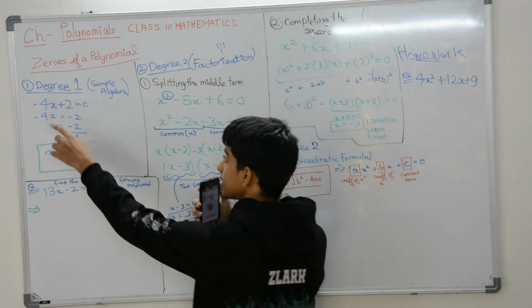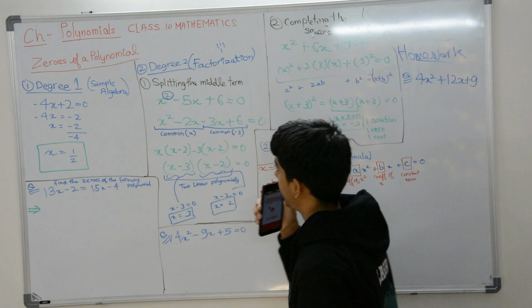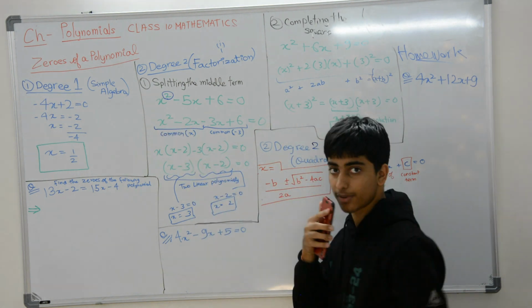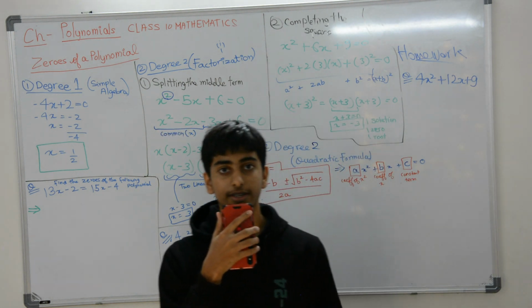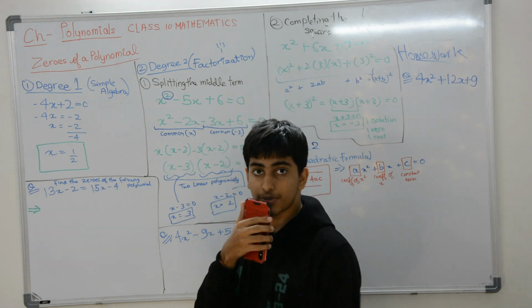For example, in this polynomial, the degree is 1 because the highest power on the x term is 1. In this one, the degree is 2 because the highest power is 2. Similarly, for a cubic polynomial, the degree would be 3. So to find the zero of a degree 1 polynomial, we can use a simple algebra method.